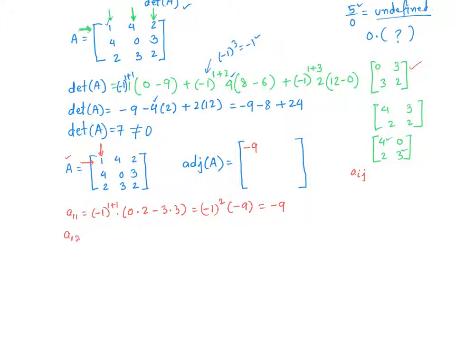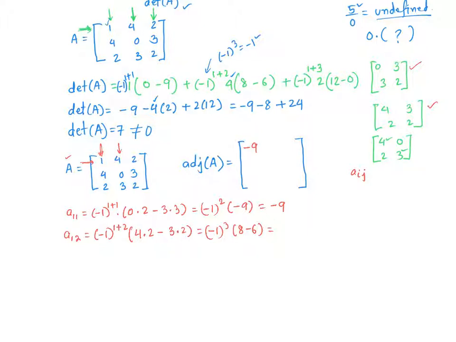Similarly, A12 is going to be negative 1 raised to the power 1 plus 2. Now first row, second column. If I ignore the first row and the second column, I'll be left with this matrix 4, 3, 2, 2. So the determinant of that is going to be 4 times 2 is 8 minus 3 times 2, so 4 times 2 minus 3 times 2 is going to be equal to negative 1 raised to the power 3 times 8 minus 6.